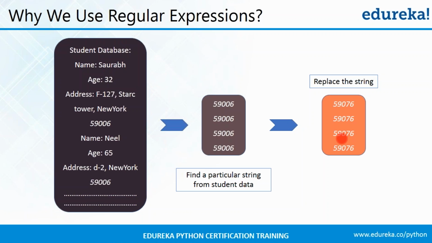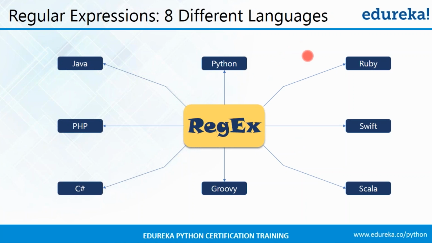Alright. Fine guys, so we'll move forward and we'll see one more reason of using regular expression. Even if you don't have a Python background, if you have any other programming background like Java, PHP, C Hash, Groovy, Swift, Ruby, you can use regular expressions because it is compatible with all of these programming languages. And it is even compatible with JavaScript, although it is not written here. So till now we have seen various reasons to use regular expressions.